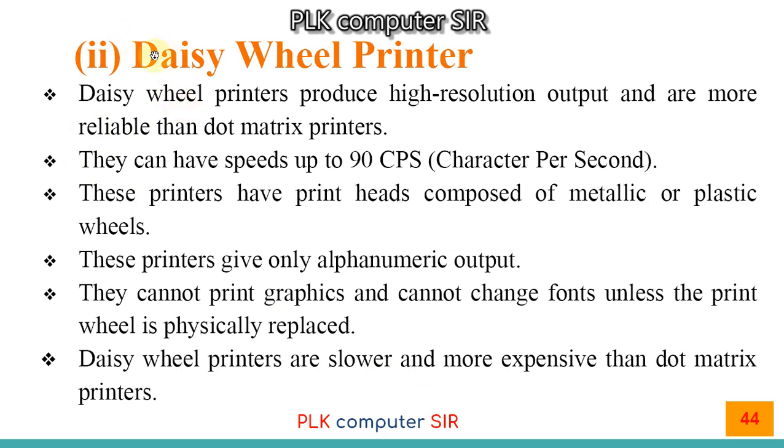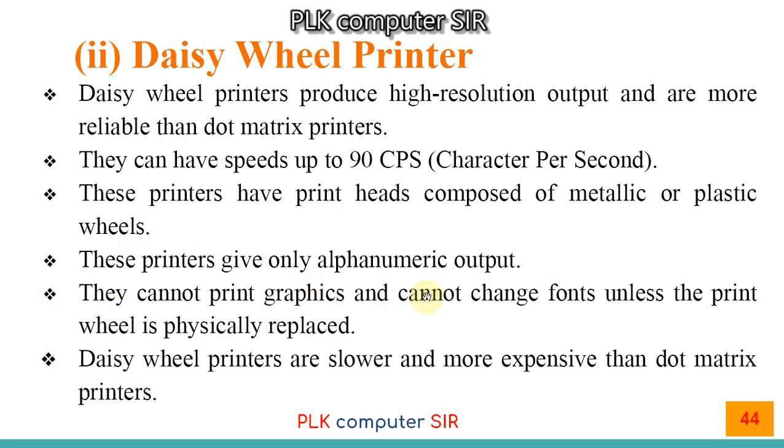Number II, daisy wheel printer. Daisy wheel printers produce high resolution output and are more reliable than dot matrix printers. So it is better than a dot matrix printer. They can have a speed of up to 90 CPS, that is characters per second. These printers have print heads composed of metallic or plastic wheels. These printers give only alphanumeric output. It means it cannot print graphs, images or charts like that.